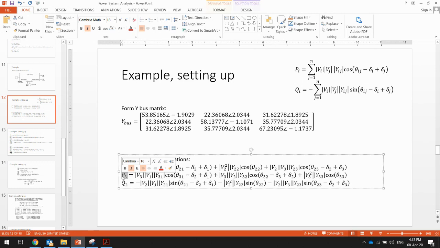You are also able to find the partial differentiations of P3 against all the unknowns, which are the same, that is V2, delta 2, and delta 3. You are also able to find the partial differentiations of Q2 against the same unknowns, that is V2, delta 2, and delta 3. And because each equation has 3 partial differentiations, you end up with 9 partial differentiation equations, like this.